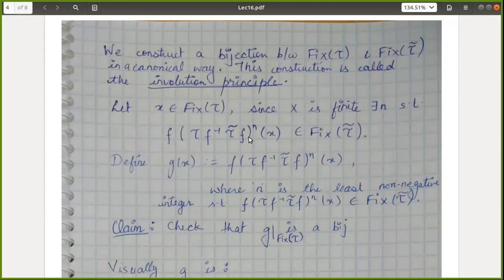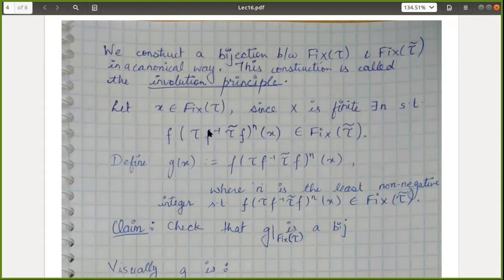Yes. And then you apply the inverse to it. So you come back into the set X. Now, depending on what tau tilde would have done to the element f of x, F inverse of that element is going to be either in X plus or in X minus, right?